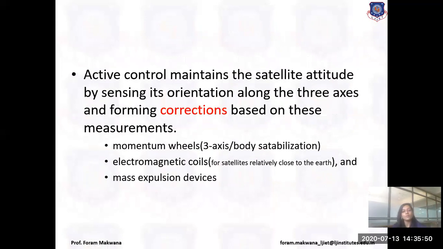Now, what do you mean by active altitude control system? Active control maintains satellite altitude by sensing its orientation along the three axes. Which three axes, I'm going to explain in the next slide, and it forms the correction based on this measurement. It has three methods. Momentum wheel, that means three axis or body stabilization. Second one is electromagnetic coils, and the third one is mass expulsion device.